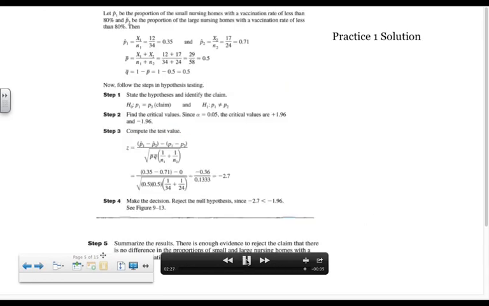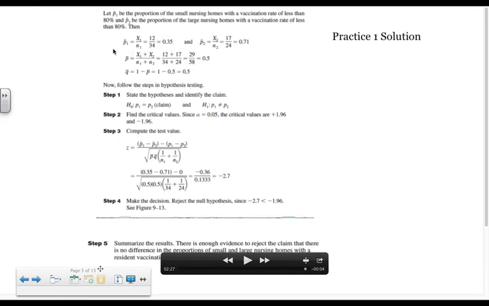So here's the solution. We figured out our P hat 1 and our P hat 2 by dividing, and we got 0.35 and 0.71. Then we got our P bar, which is 0.5, and our Q bar, which is also 0.5. So the hypothesis is that they're not the same. H naught is that they are the same. We compute the test value by plugging everything in. The critical value is positive and negative 1.96. Now we get negative 2.7, so we can definitely reject and say that there is a difference between the vaccination rates in the nursing homes.